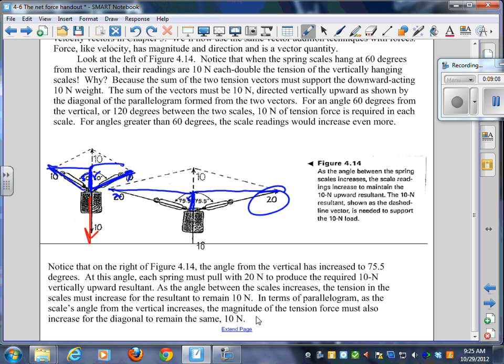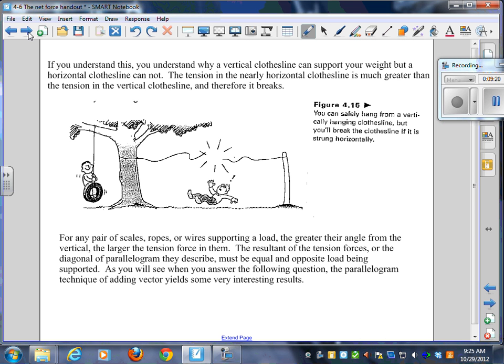Okay? What's really key is that if I've got 10 down, I'm going to need 5 and 5. And then it's trigonometry to figure out what the tension is. If you understand this, you can understand why a vertical clothesline can support your weight, but a horizontal clothesline cannot. The tension in the nearly horizontal clothesline is much greater than the tension in the vertical clothesline, and therefore it breaks, okay, because of that extreme angle.